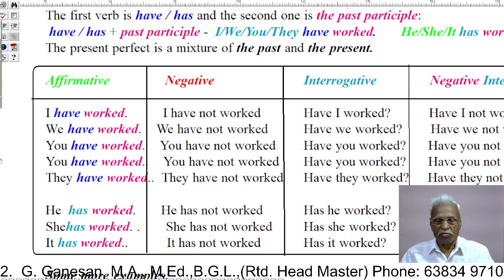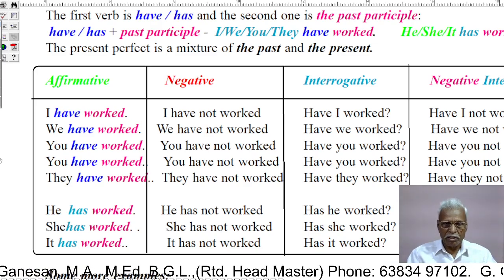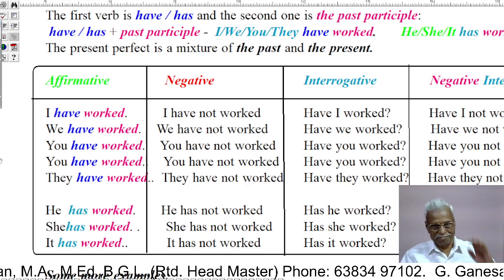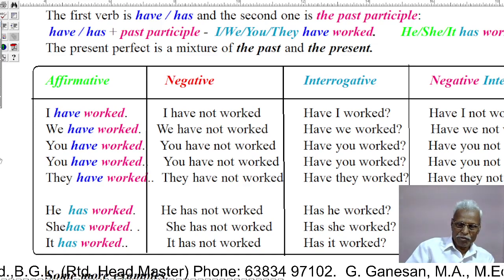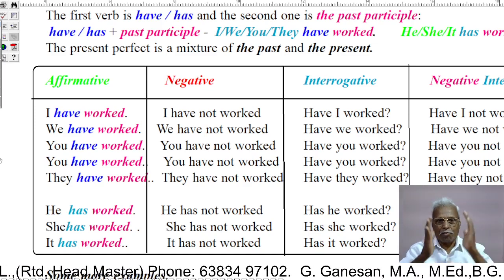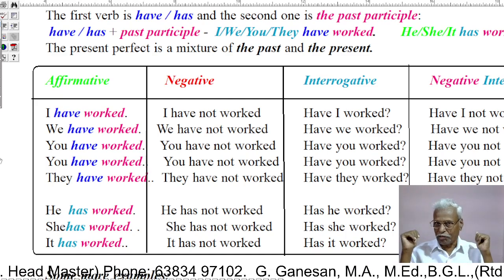He says he has not worked. I say he has not worked. She did not work yesterday. I say she has not worked. It's okay. Look at it. Actions happened in the past. We are talking of that action now at the time of speaking. Interrogative. Question.